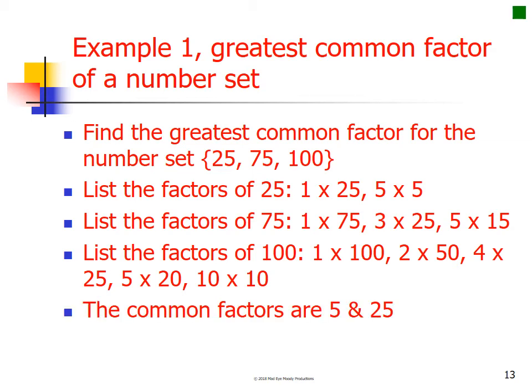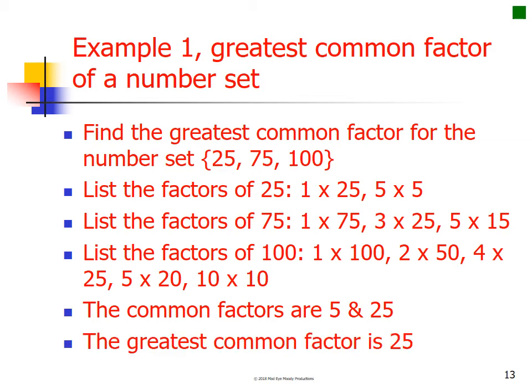Once I do that, then I can list the common factors, the factors that are on all three lists. The only two numbers that appear on all three lists are 5 and 25. Once I have the common factors listed, then I ask which of those numbers is the greatest value, and that is the greatest common factor. So in this particular number set, the greatest common factor is 25.